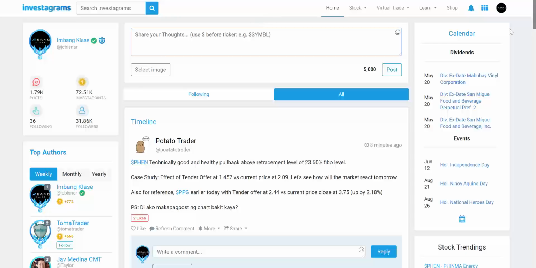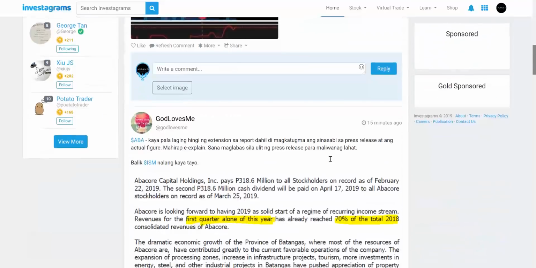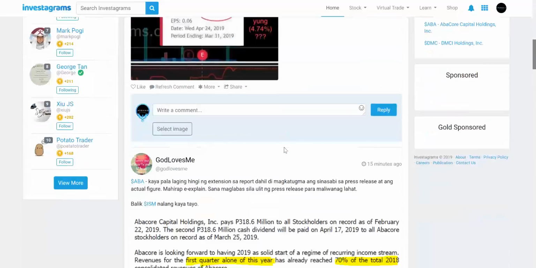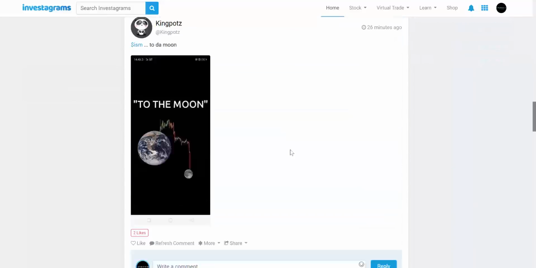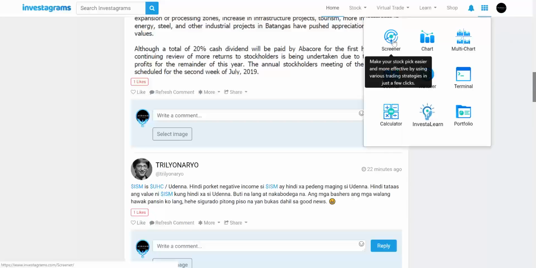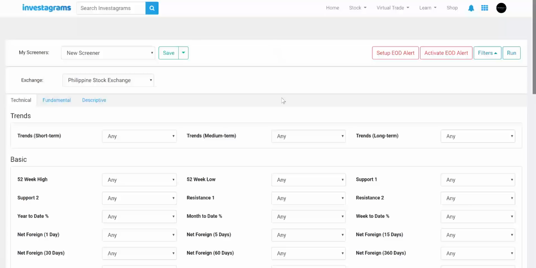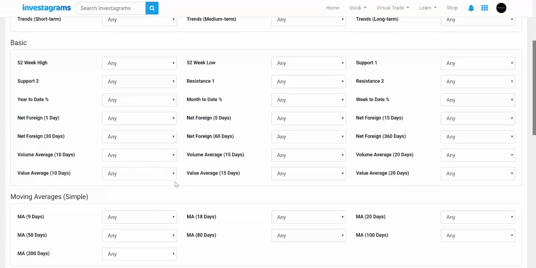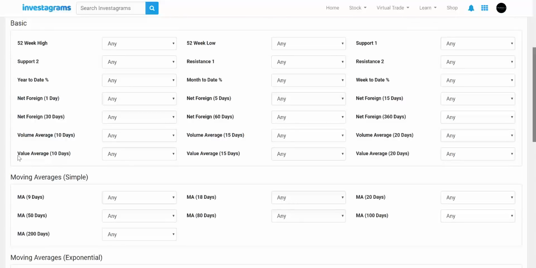So right now we're at the main page of Investagrams, where you can see our community, where people post their stock picks, discuss their insights, their questions, so you can join the learning here. But now if you want to access the InvestaScreener, you could just click on the top right button on the Screener tab. And once you're in the Screener, just go at the bottom part and you're going to see the indicator called value average.